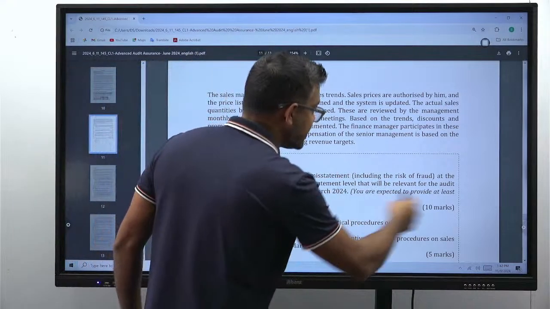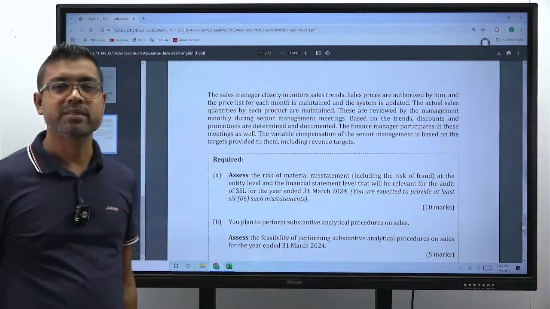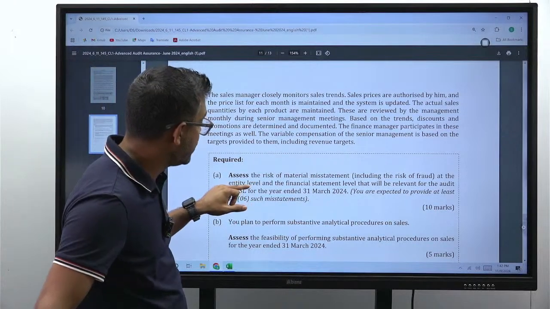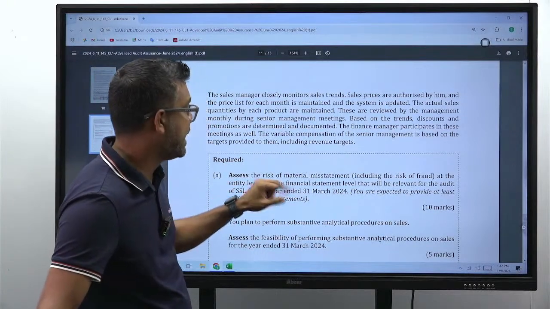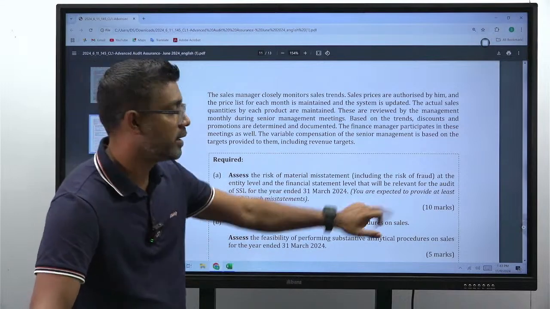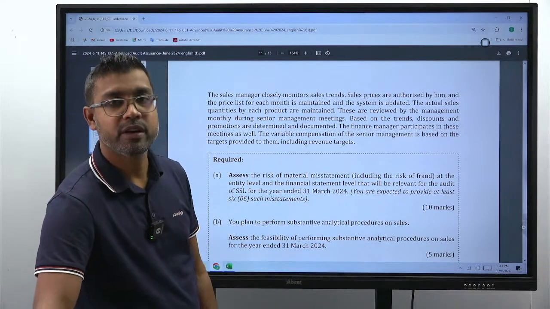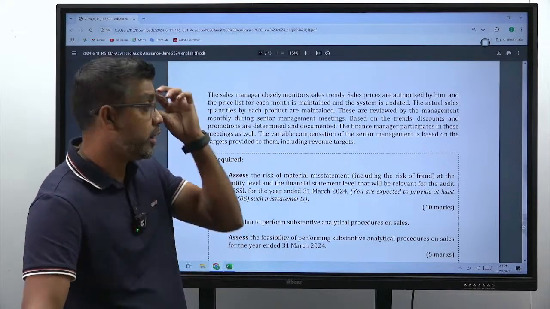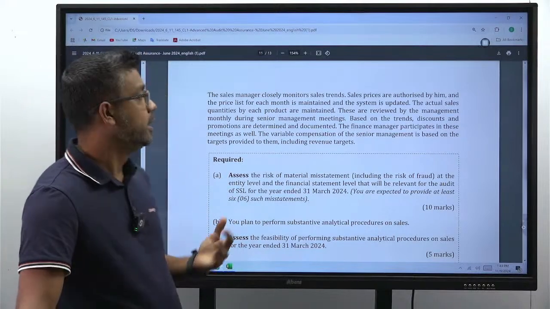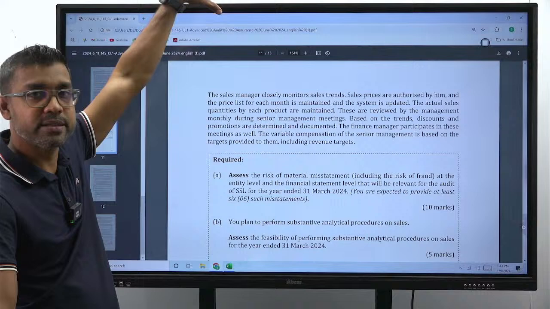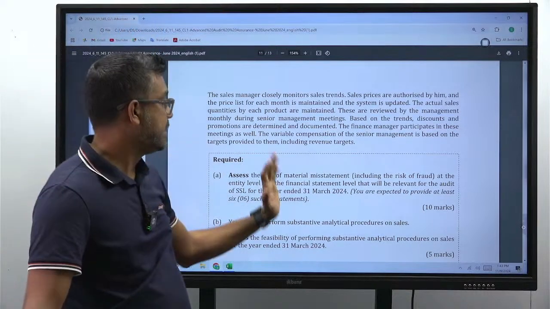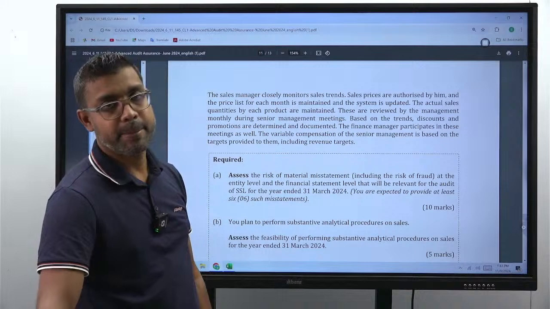If you can assess that properly, earning 10 marks is not a big thing. But you need to understand that your answer should cover both assertion level risk as well as financial statement level risk. 10 marks. Assessment of risk of material misstatement. You had applied the knowledge of SLAuS 315. You have to understand the business through the case study. With that understanding, you have to identify and assess risk of material misstatement.